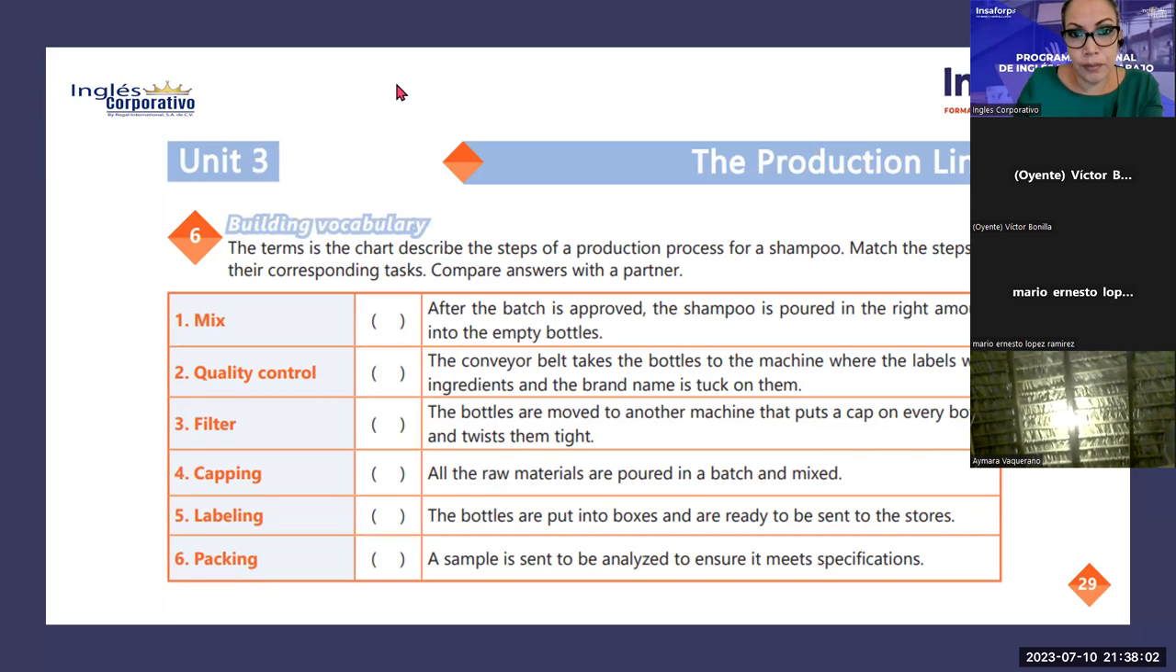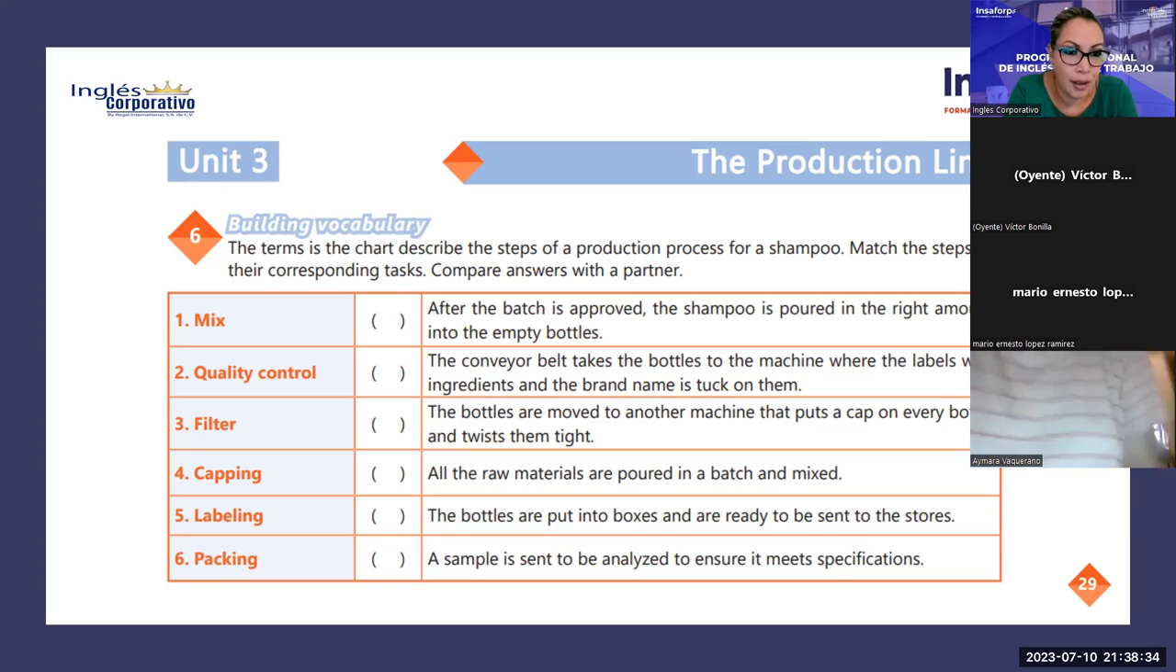All the raw materials are poured in a pot and mixed. Uh-huh, that's correct. Quality control: a sample is sent to be analyzed to ensure it meets specification. That is correct. Excellent. Filter: after the batch is approved, the shampoo is poured in the right amount into the empty bottles. Perfect.